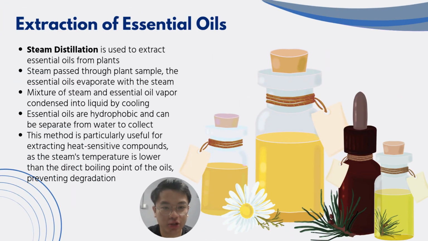The steam distillation method is used to extract essential oils from plants. The steam passes through the plant sample, and the essential oils evaporate with the steam. The mixture of steam and essential oil vapor is condensed into liquid by cooling. The essential oils, which are hydrophobic, can be separated from the water and collected. This method is particularly useful for extracting heat-sensitive compounds, as the steam's temperature is lower than the direct boiling point of the oils, preventing degradation.